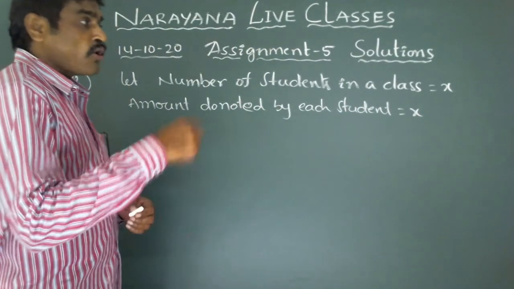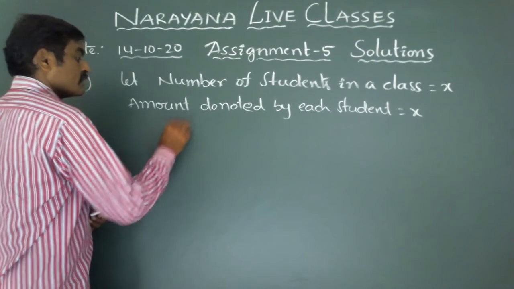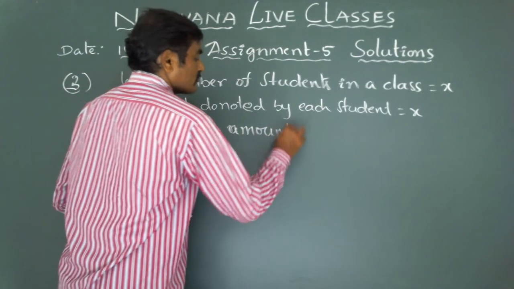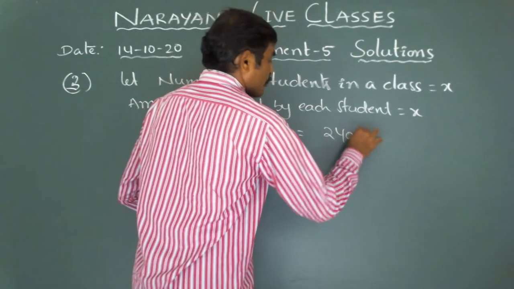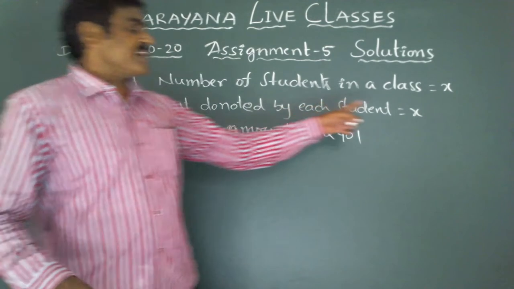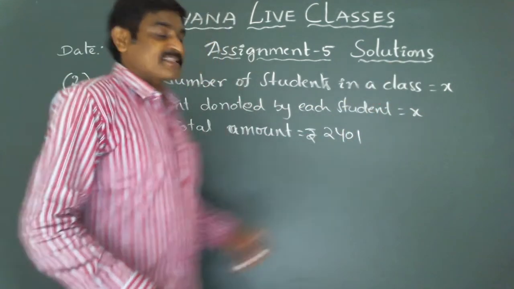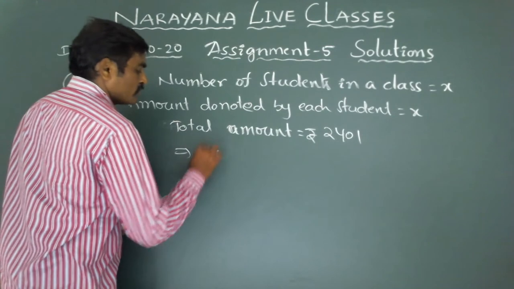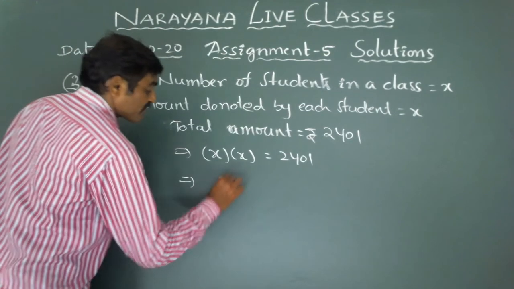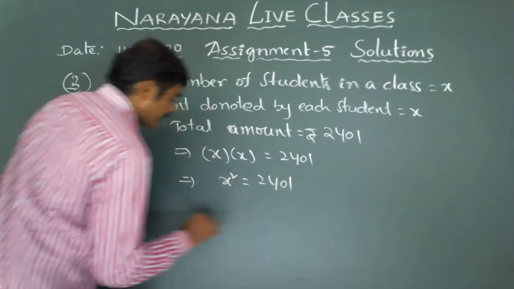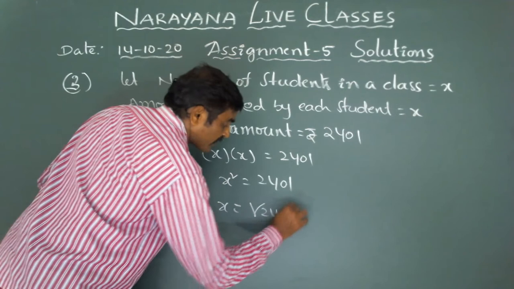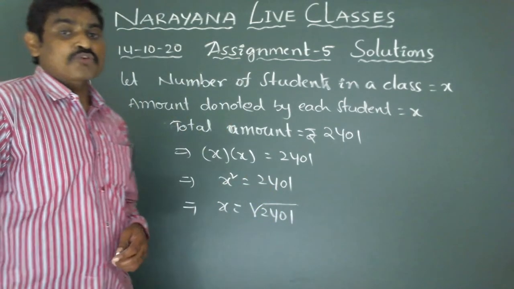But the total amount is given: 2401 rupees donated. One student donates x rupees, then x students donate x into x. So according to the question, x into x is equal to 2401. That implies x square is equal to 2401. Then the square moves to the right side: x is equal to the square root of 2401. So let us find the square root of 2401.